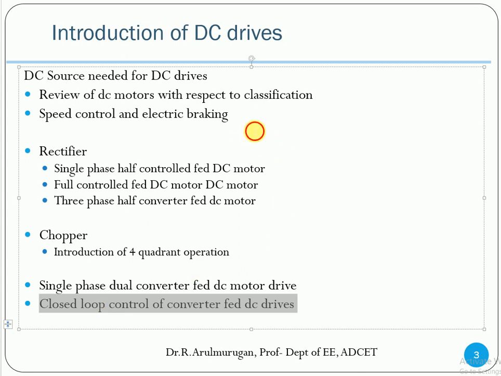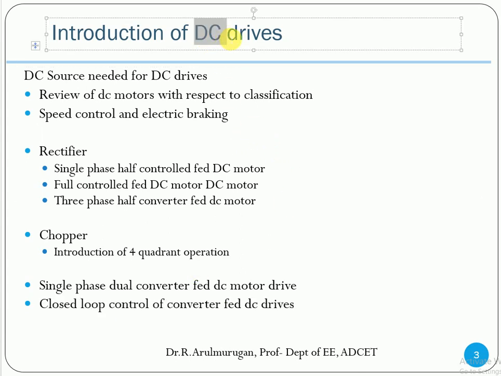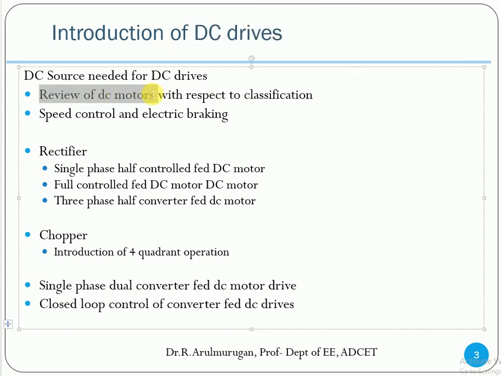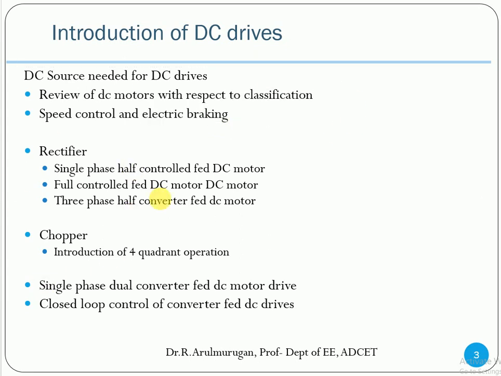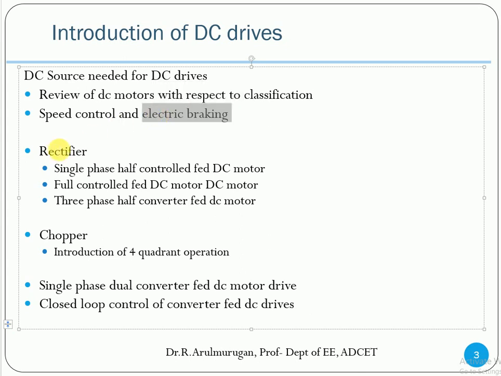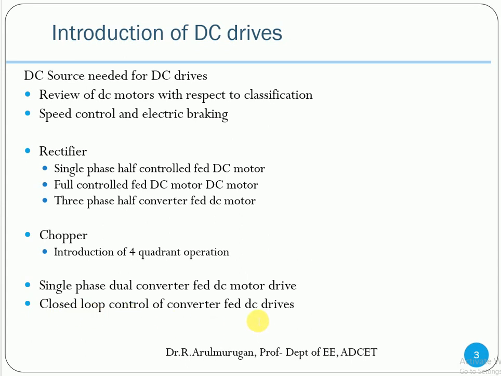And further, what are you going to see? You are using the DC drive, so the DC motor. You will review the DC motor with respect to its classification, the speed control methods, and the electrical braking systems. Important questions can be asked about electrical braking systems, and about the rectifier, chopper, and dual converters. These are the possibilities from the unit. The closed loop is also important.